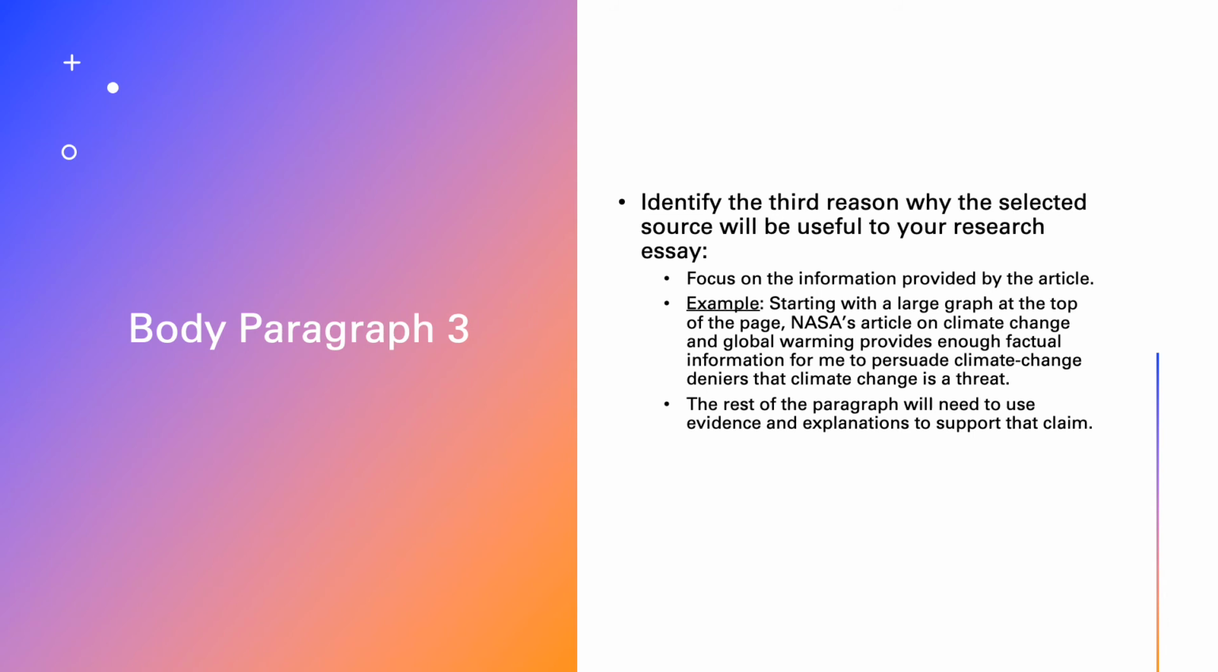In the last body paragraph, identify the third reason why the selected source will be useful to your research essay. This paragraph should focus on the information provided by the article. For example, the paragraph could start with something like the following sentence. Starting with a large graph at the top of the page, NASA's article on climate change and global warming provides enough factual information for me to persuade climate change deniers that climate change is a threat. And, like the previous body paragraphs, this one will also need to provide evidence and explanations that support the paragraph's claim.